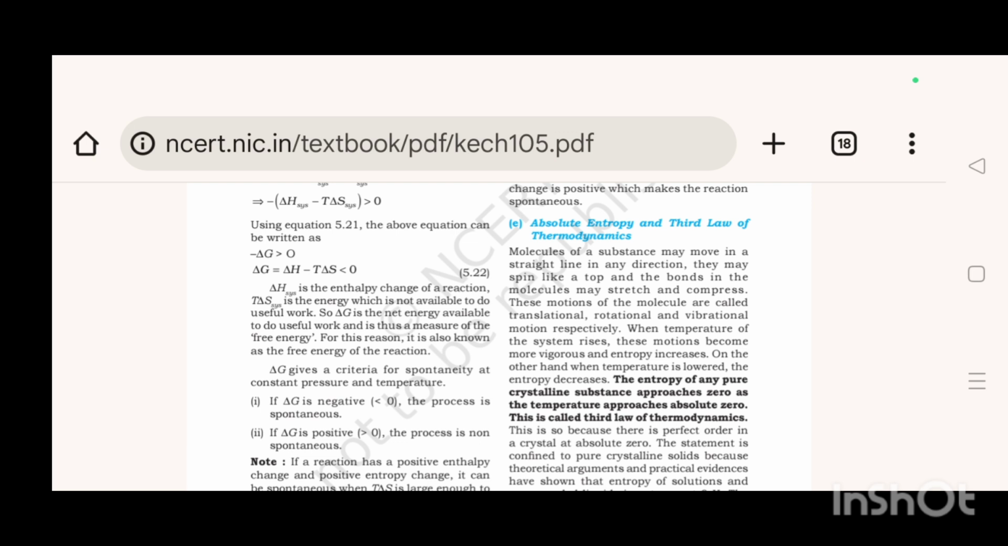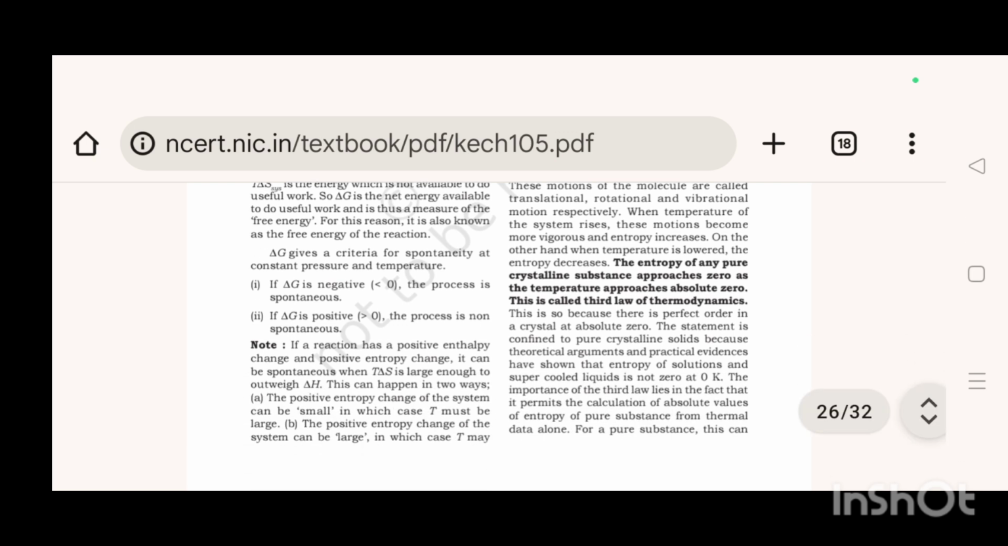The entropy of any pure crystalline substance approaches zero as the temperature approaches absolute zero. This is called the third law of thermodynamics. This is so because there is perfect order in a crystal at absolute zero. The statement is confined to pure crystalline solids because theoretical arguments and practical evidence have shown that the entropy of solutions and supercooled liquids is not 0 at 0 Kelvin.